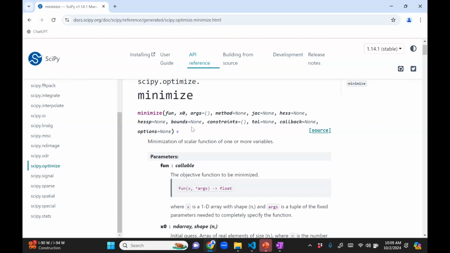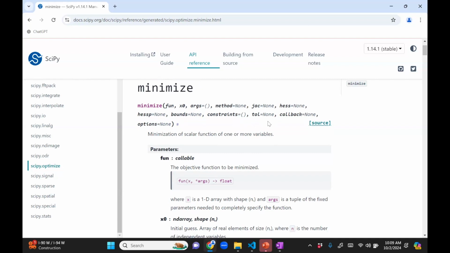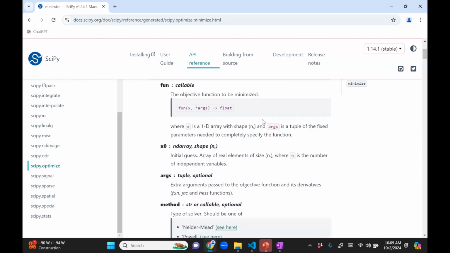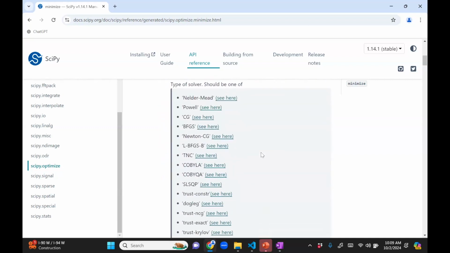Hess, I'll skip that. Bounds would be if there are bounds. So let's say that x0 should be between -5 and 5. That would be a bound. You specify that. Constraints, so this is unconstrained, so we don't bother with that. Tolerance, how to end the optimization, and so on. So these things I explained are also over here.